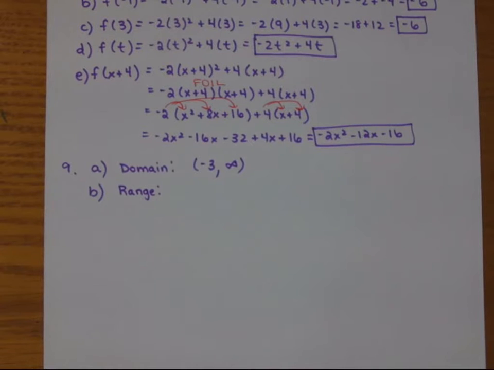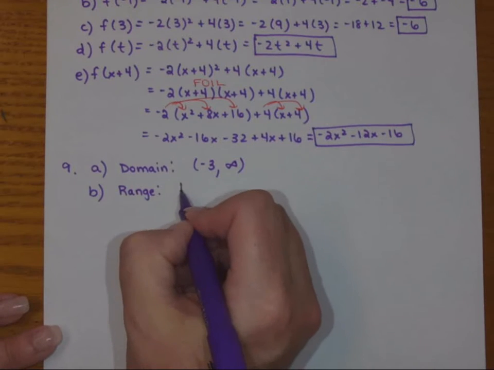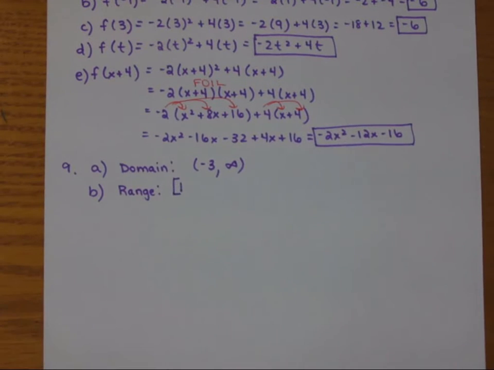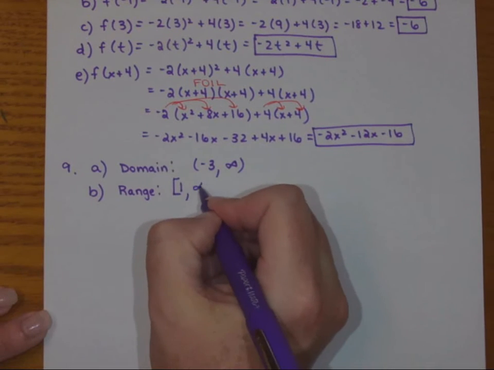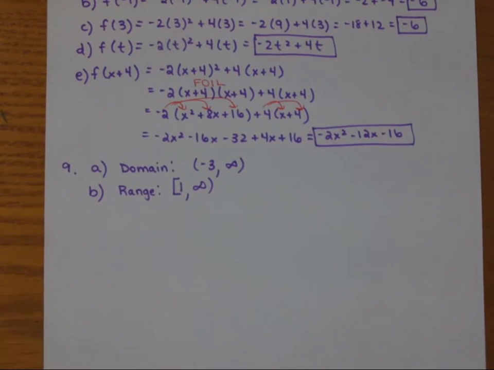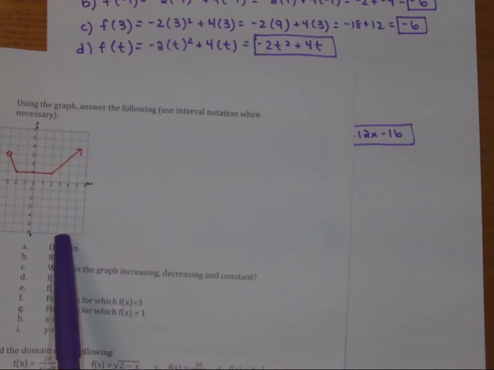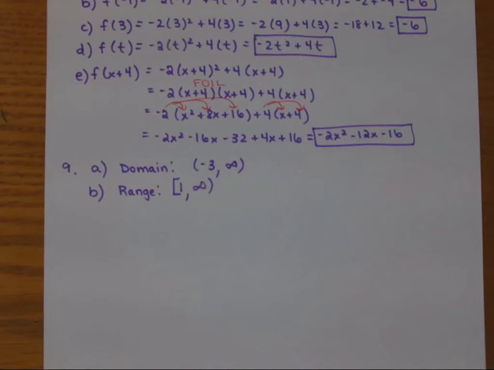Okay, for the range, if you look at that graph, we only care about the y values, right? So we go bottom to top. Notice the bottommost y value is 1, but this time I'm going to use a bracket because it's not open, it's actually including 1. And then again, it goes up forever, so it'd be infinity. Okay, make sure you know how to do domain and range with different looking graphs, because you're probably going to have a different looking graph. It's not going to be this exact shape on the test. You're going to have to make sure you could do some different looks to it.